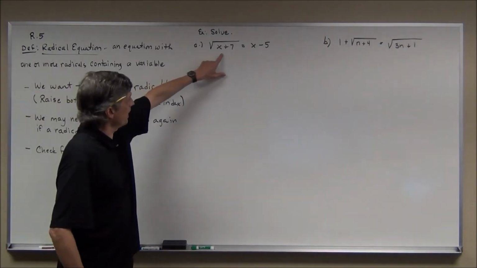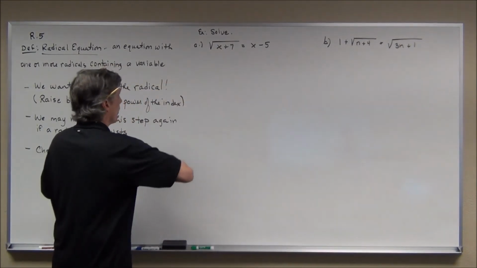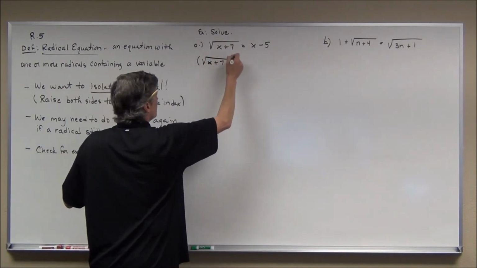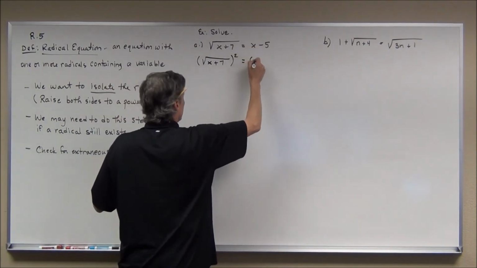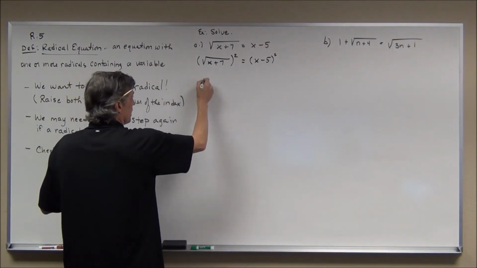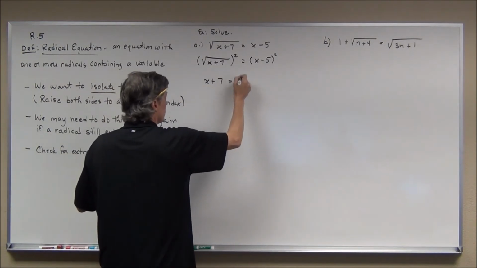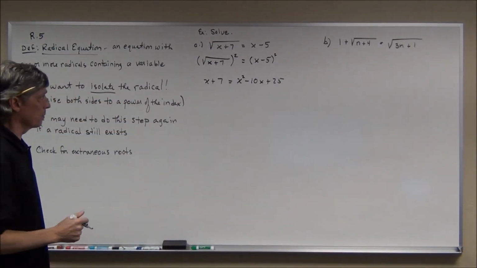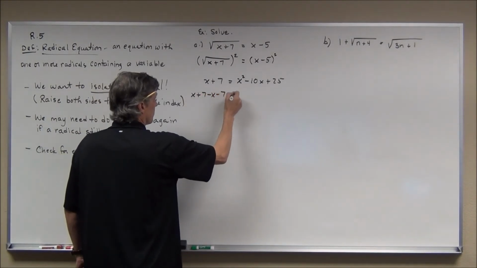Now in this first one, the radical is isolated, which is really, really nice. Because it's a square root, I am going to square both sides here. This would give me the square root of x plus 7 squared. And then on the right side, I don't square each individual term, I square the whole side, x minus 5 quantity squared. When you square the square root, you're going to get x plus 7. And then over here, I'm squaring a binomial, x squared minus 10x plus 25. This is a quadratic equation. I'm going to get it into standard form. I'm going to subtract x and 7 from both sides.